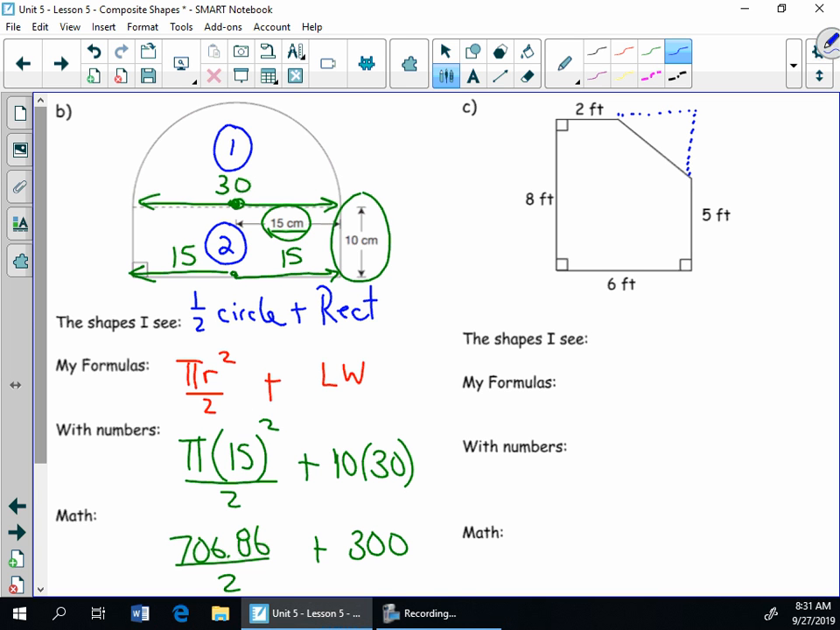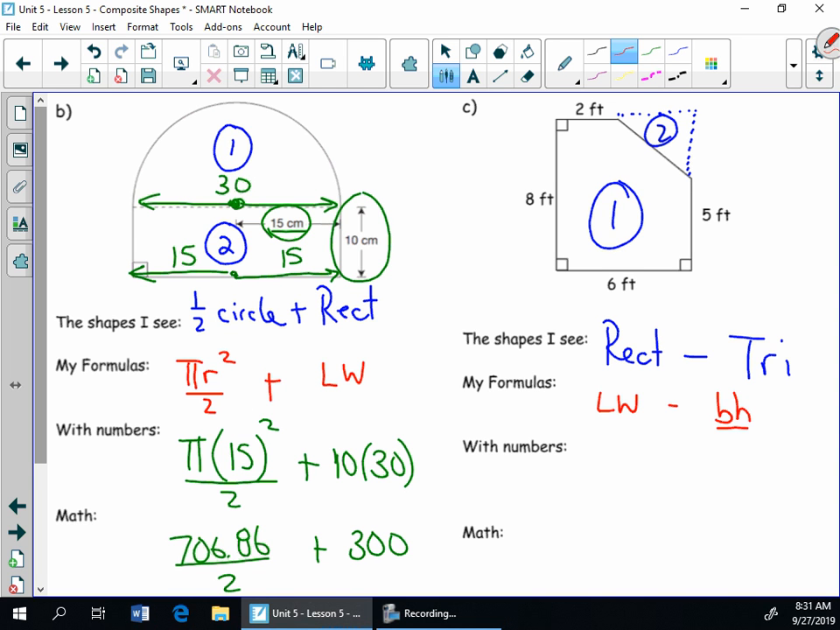I could have done the rectangle and the trapezoid, but trapezoids are tough to work with. They're messy. So I'm going to do this one as a rectangle, as shape number 1, and I'm going to take away shape number 2, the triangle. Now if I cut it off, that means I'm going to have to subtract the triangle. Okay, that's how the shapes I'm looking at. Formulas. Length times width for a rectangle, minus base times height divided by 2 for a triangle.